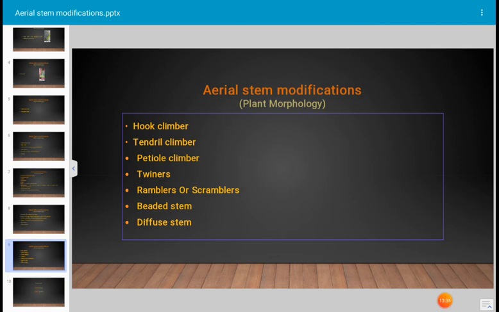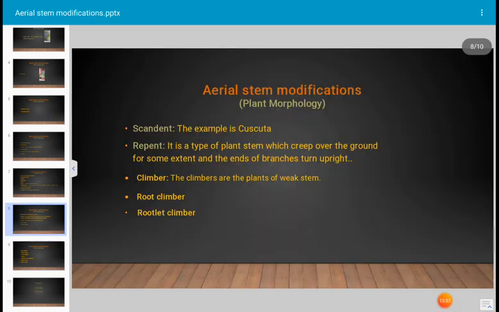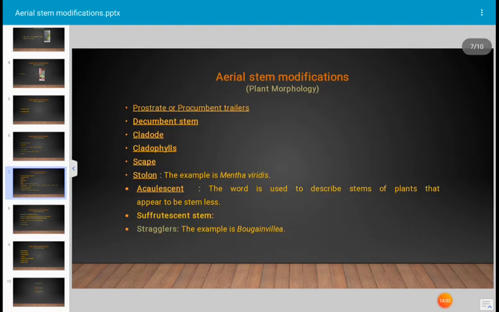Twinners. The stem of the plant grows by support of other plants or any other object. The main stem grows by surrounding other plants, and it produces special organs of attachment. Such plants are termed as twinners. The example is Dodder and Cuscuta. And next, scramblers.